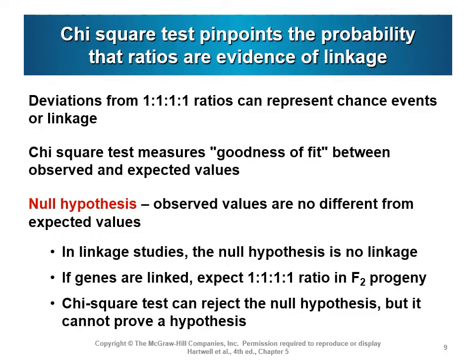If genes are really linked, we expect a 1-1-1-1 ratio in the F2 progeny. The chi-square test can reject the null hypothesis, but it cannot prove a hypothesis. So we cannot say anything beyond just rejection of the hypothesis.